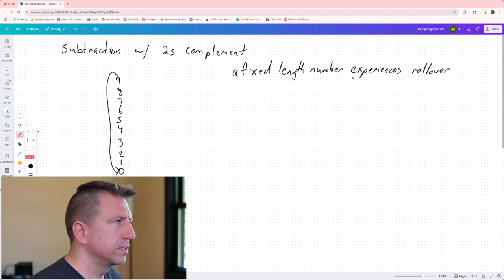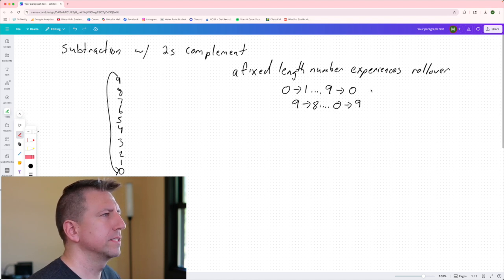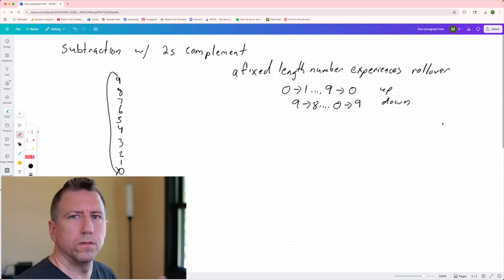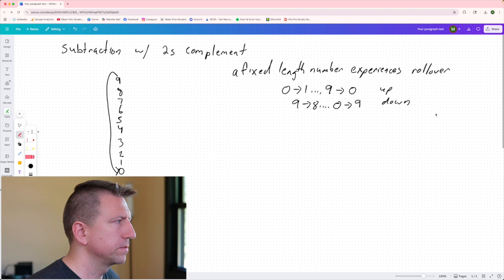And so that means that if we're counting up, 0, 1, and then we get to 9, the next number we're going to get is 0. And if we're counting down, going 9, 8, and then we get to 0, then the next number is going to be 9. So this is counting up and this is counting down. We get that rollover going on. So it just cycles through those same sets of numbers.